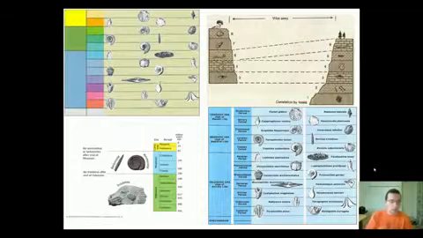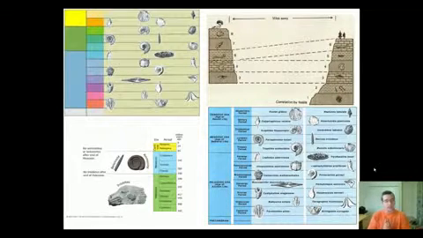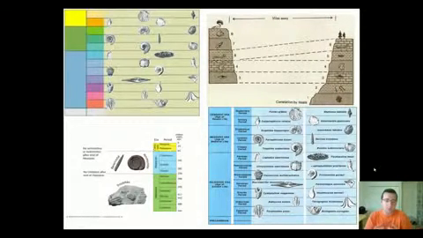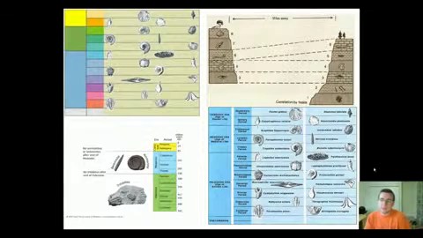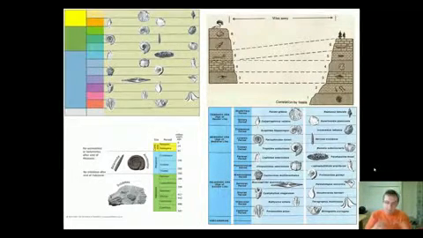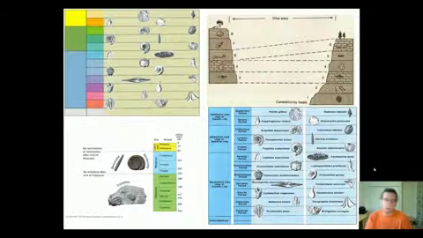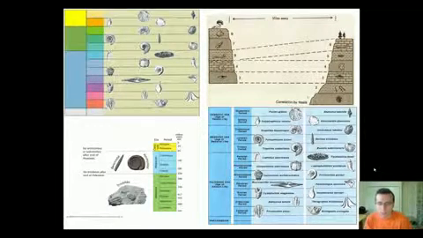Likewise, fossils like ammonites and belemnites are from the Mesozoic era. They did not survive the Cenozoic extinction, so that means that if you see those fossils, you know they're from the era where the dinosaurs used to dominate the Earth.